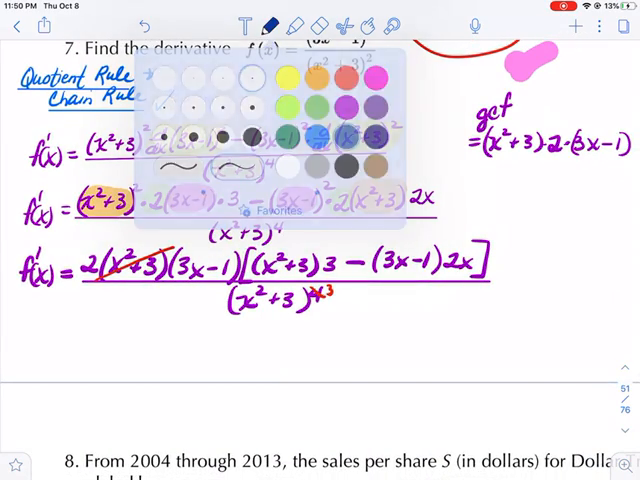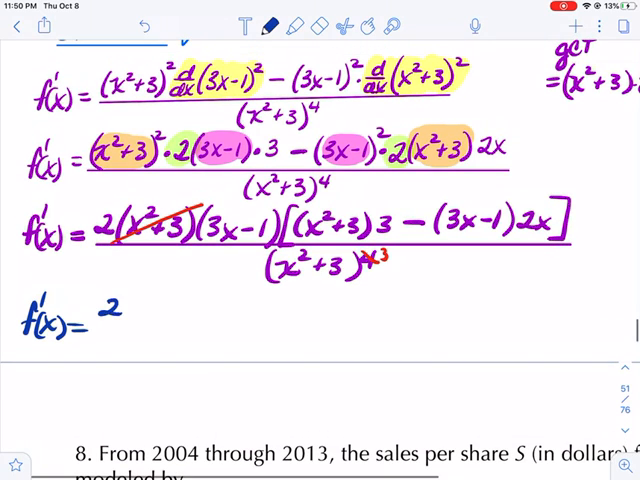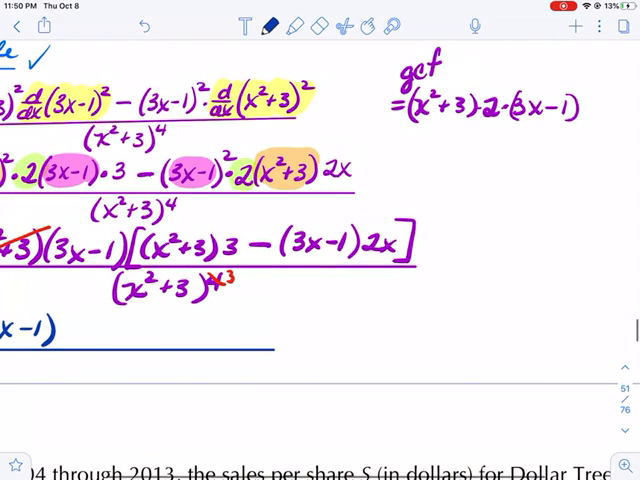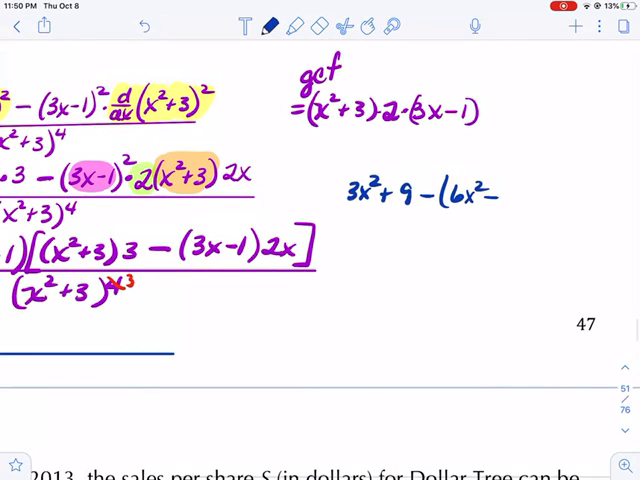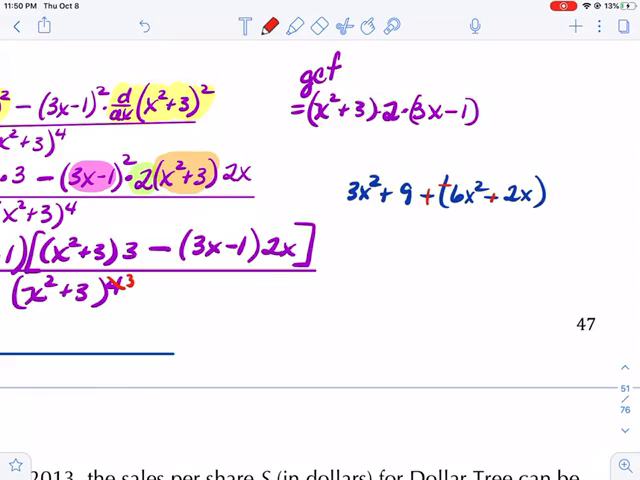So what I'm going to do with this one, in the interest of time especially, is we're going to leave the numerator in factored form. So here we have a 2, then I have a 3x minus 1. Well, let's kind of simplify that a little bit. And then over, how much am I going to need here? I'm not quite sure. So let's do a little aside with this. We have a 3x squared plus 9 minus the quantity 6x squared minus 2x. And that becomes then, of course, a plus, a minus, plus.